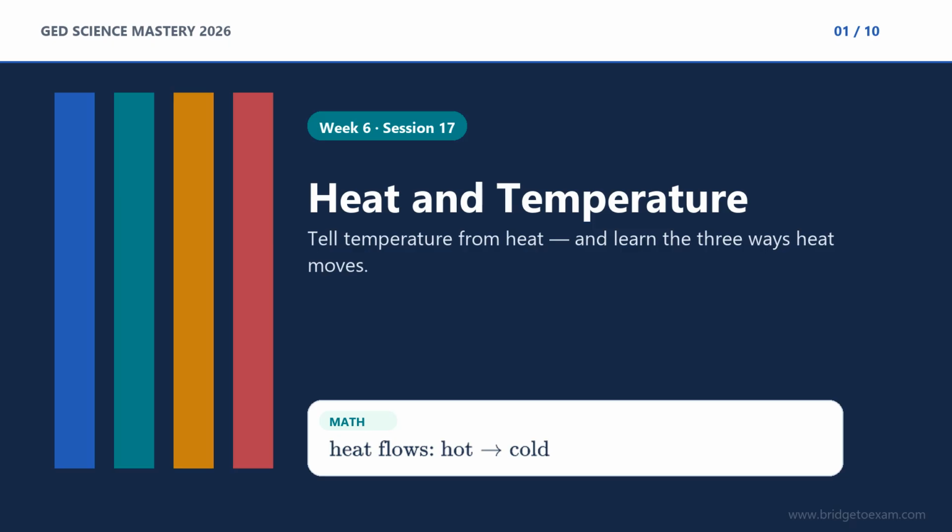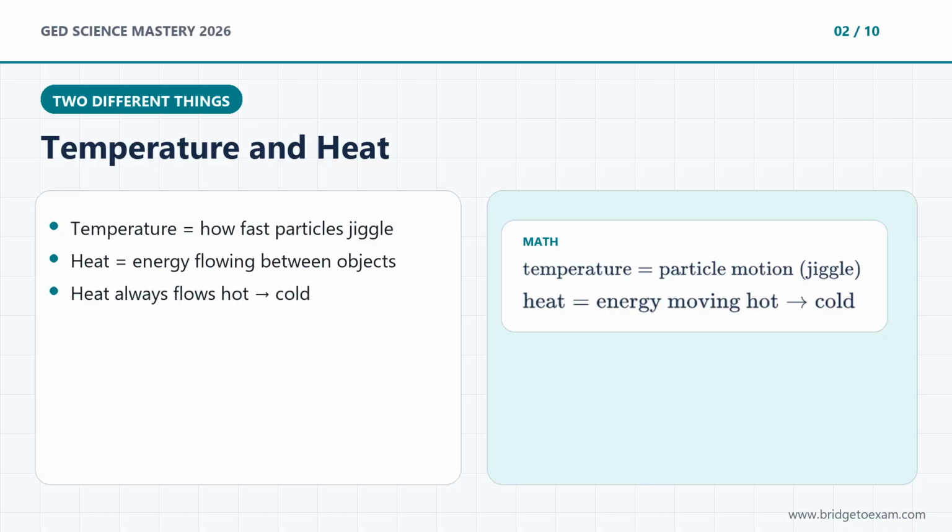Heat is everywhere, in cooking, in the weather, in your own warm body. The GED expects you to do two things: tell the difference between temperature and heat, and know the three ways heat moves from place to place. And here is a bonus. These ideas come back when we study weather and climate, so learning them now pays off twice. Let's warm up.